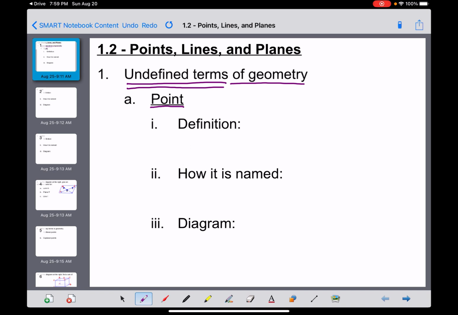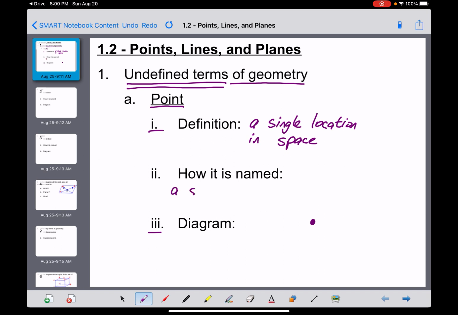So our definition of a point, this is about the best I can come up with, is that a point is going to be a single location in space. A single location in space is going to be our definition of a point. In terms of trying to draw it, I guess I'm going out of order here. I did my definition, and now I'm going to move on to my diagram. For my diagram, I'm simply going to put a dot here on my piece of paper and call that our point.